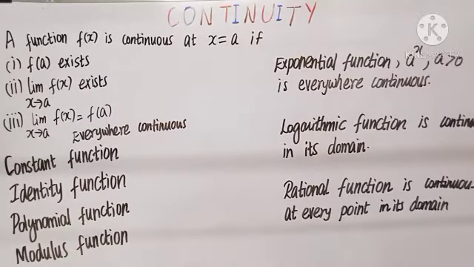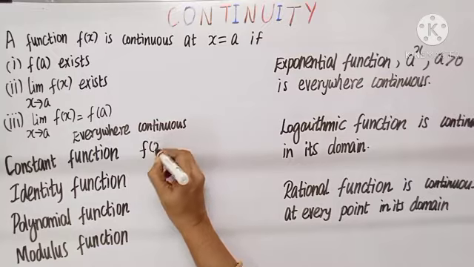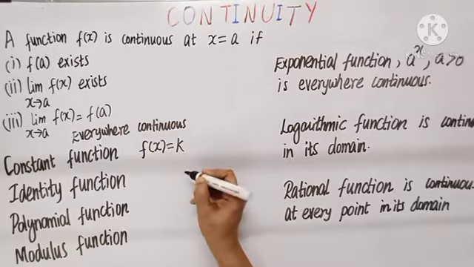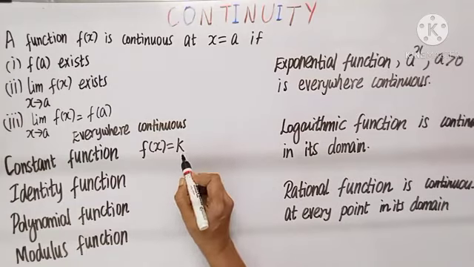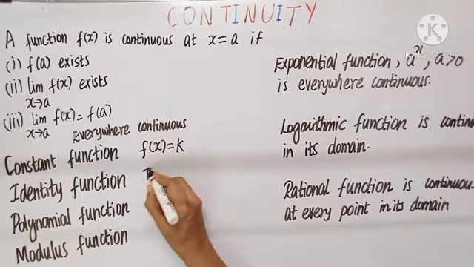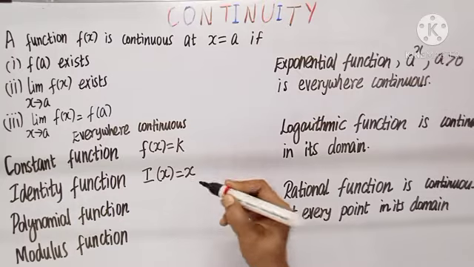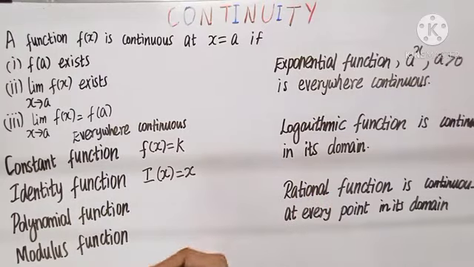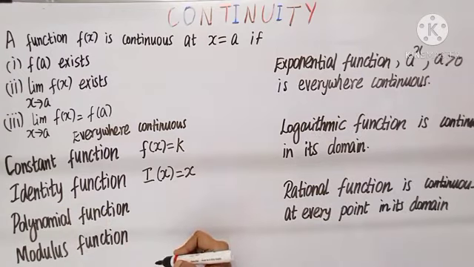Certain functions are everywhere continuous. For example, the constant function. How do you define it? f of x equal to k: 2, 3, half, 1, anything. Such functions are everywhere continuous. Identity function: we say x goes to x. 1, 1, 2, 2, 3, 3, 4, 4. Like that I plot. It is a continuous function.